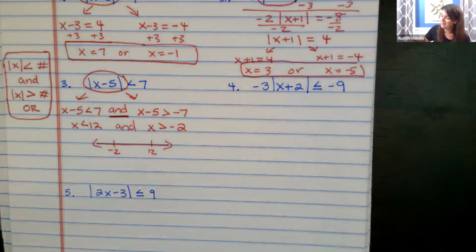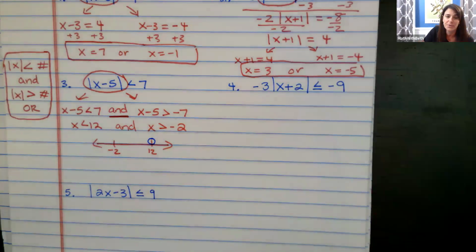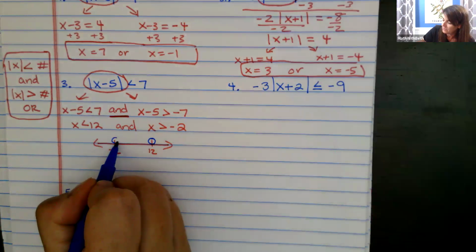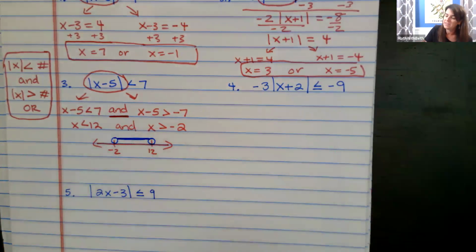So I need to be less than 12, but not equal to 12. So there's my open circle. But I also need to be greater than -2. So that ends up being the numbers that are in between -2 and 12 are my final answer.